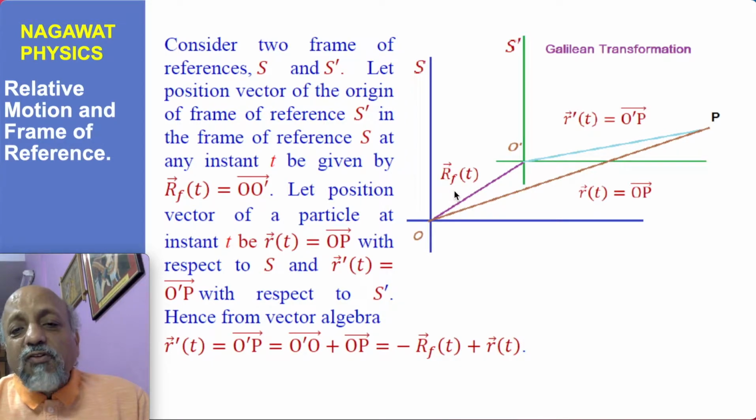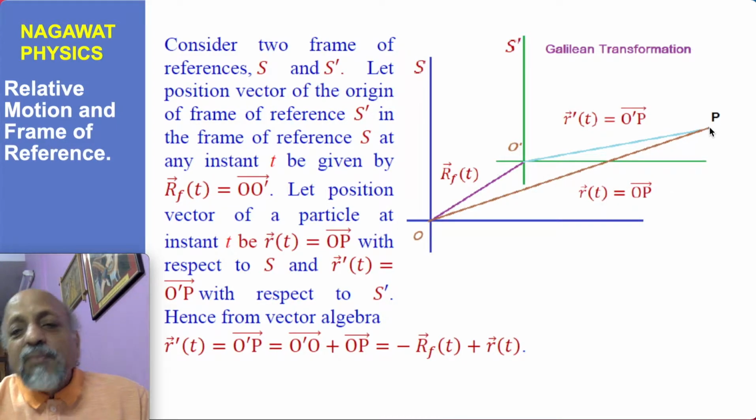And therefore capital R_F vector is also a function of time, because this frame of reference S prime may be moving with respect to the frame S, and it may also be constant, so we will consider all possibilities. But here remember, the position vector of O prime, which is denoted by R_F vector, is also a function of time, and the position vector of the particle located at point P in the frame S, which is R as a function of time, and R prime, which is the position vector in the frame of reference S prime, is also a function of time. So all these three quantities are functions of time.